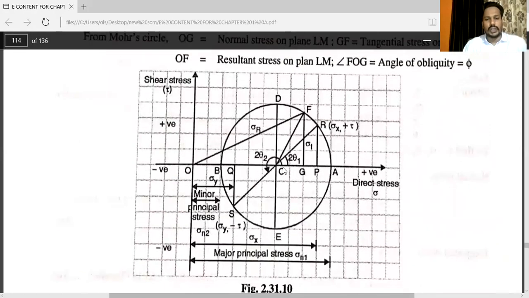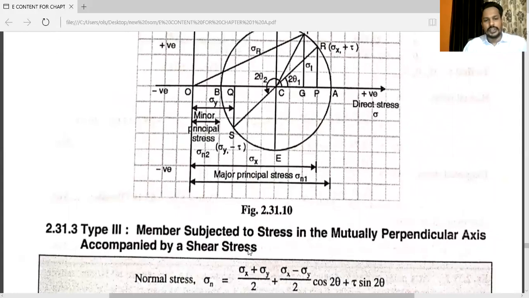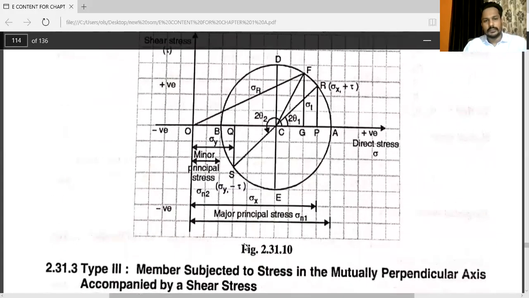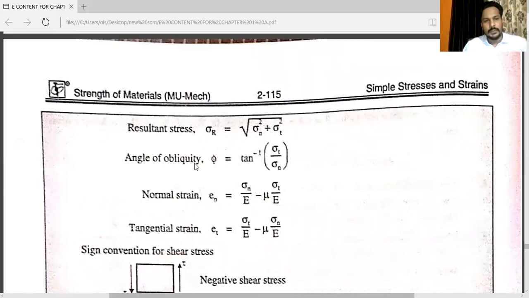So this is the Mohr circle method for a member subjected to stress in mutually perpendicular axes accompanied by a shear stress. Here the resultant stress sigma r is equal to under root of sigma n square plus sigma t square. Angle of obliquity phi is equal to tan inverse of sigma t upon sigma n. Normal strain is equal to sigma n upon E minus mu sigma t upon E. Tangential strain is equal to sigma t upon E minus mu into sigma n upon E.